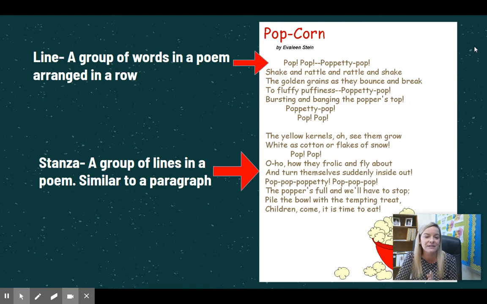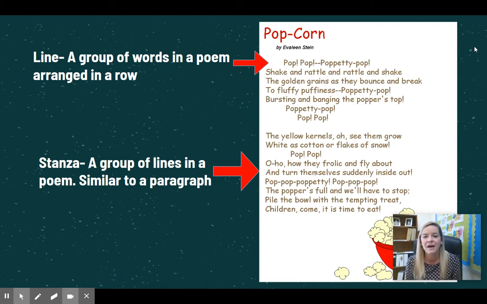First of all, you can see I had food on my mind today. So, I chose a poem about popcorn, one of my favorite snacks. And I chose this poem because it has a lot of language in it that creates an image in my mind as a reader. We're going to talk a little bit about that in just a minute. But before we do that, we need to understand the parts of a poem.